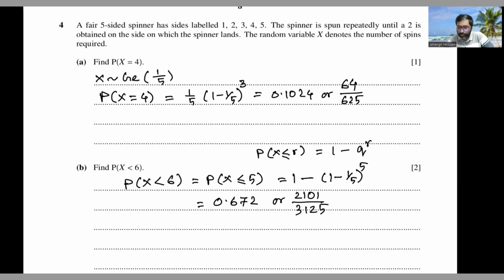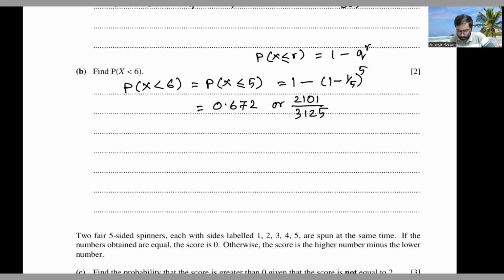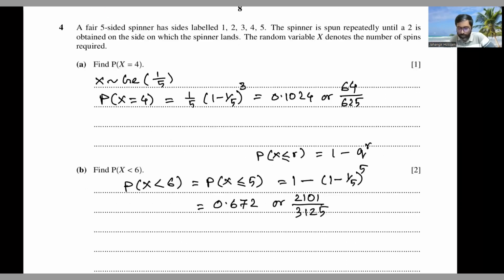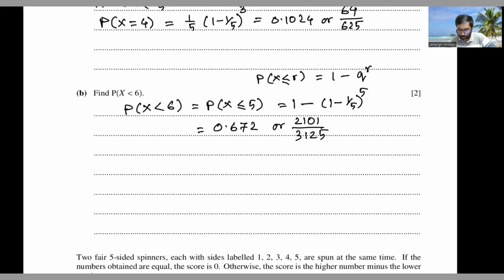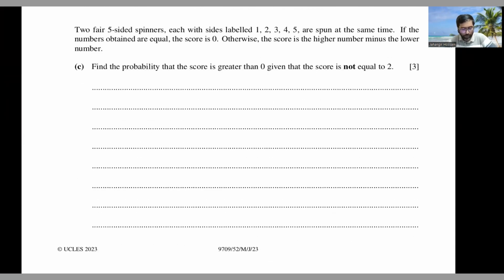That's part B. Now, what is in part C? So I think it is clear for part A and part B. So let's move on to the next part.